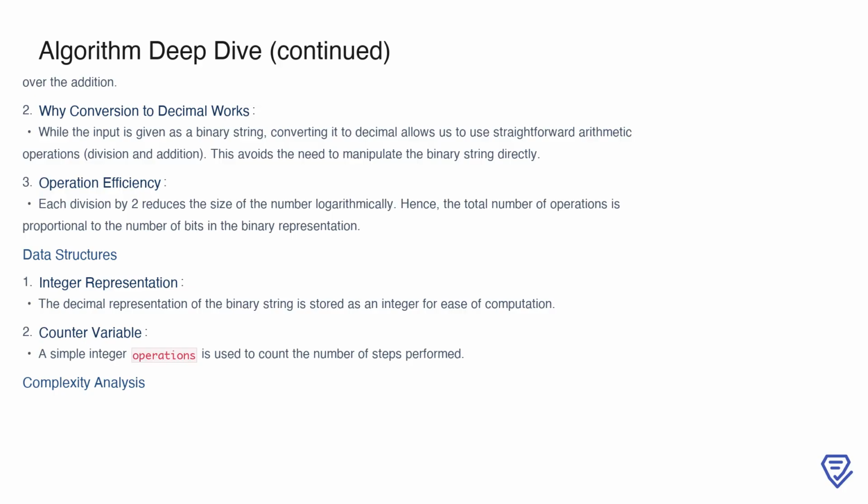In terms of data structures, we rely on simple integer variables, one to store the decimal representation of the number and another to count the operations performed. This minimal use of memory ensures the algorithm remains space efficient. By focusing on these operations and their efficiency, we can ensure the solution performs well even for large inputs.